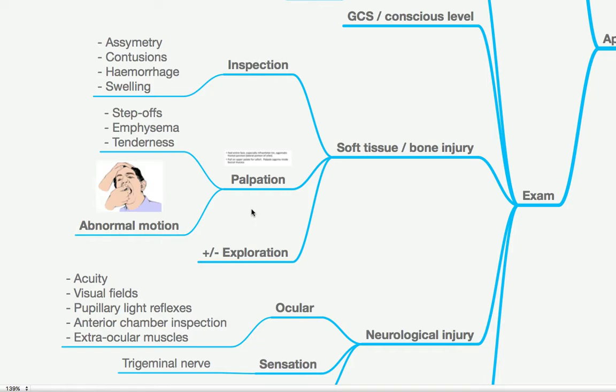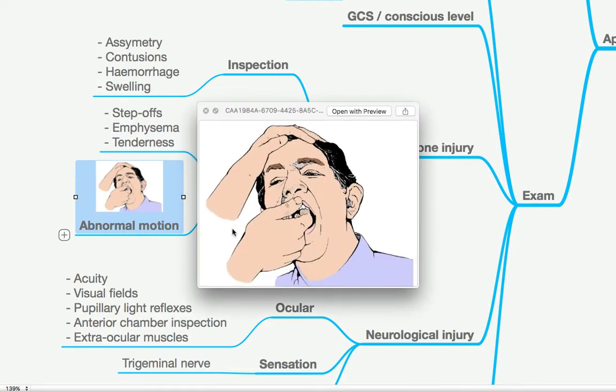Tenderness itself may be indicative of a fracture. And abnormal motion is something to bear in mind. If you're checking for a LeFort fracture or a fracture of the midface, stabilize the top of a person's head and gently pull back and forth on their upper incisors. If there's any movement of the face, they may have a floating palate, a floating maxilla, or at worst, a floating face.